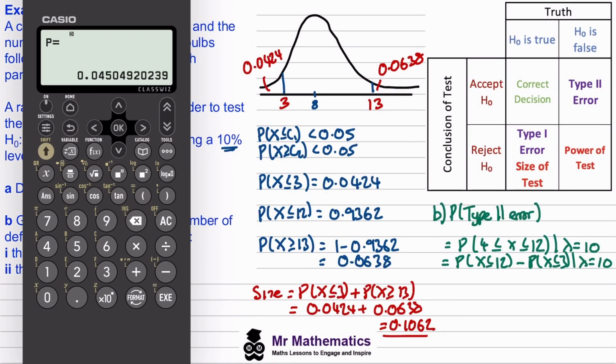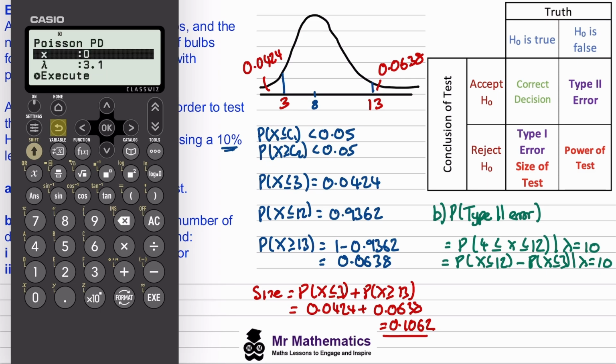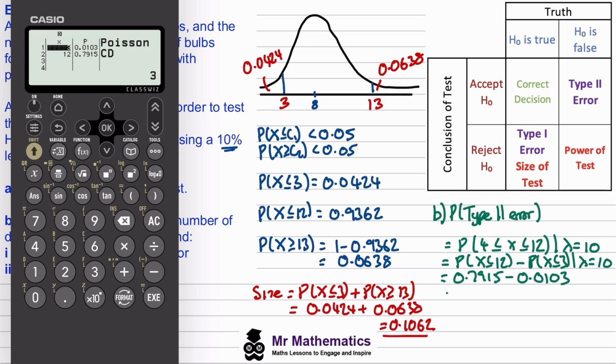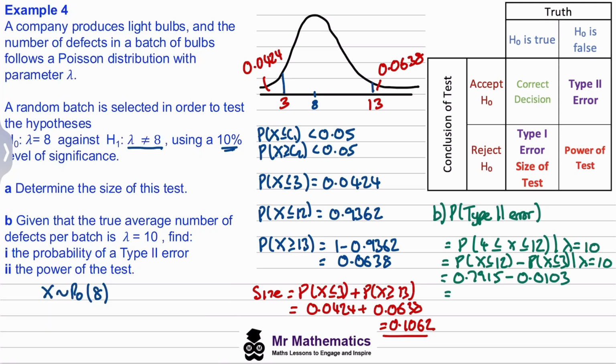So if we go to our calculators, we'll choose Poisson CD. This time I'll choose list. I want probability when x is less than or equal to 3 and 12. I'll delete that one. And lambda is actually 10. So we get 0.7915 minus the 0.0103. We can work this out and we get 0.7812. This is the probability of a type 2 error.